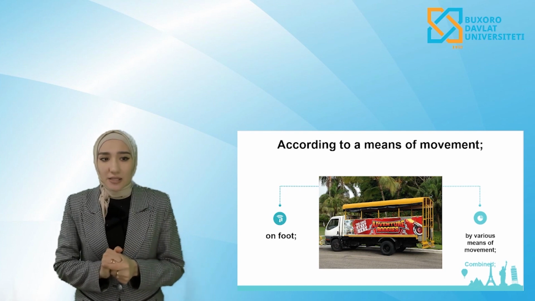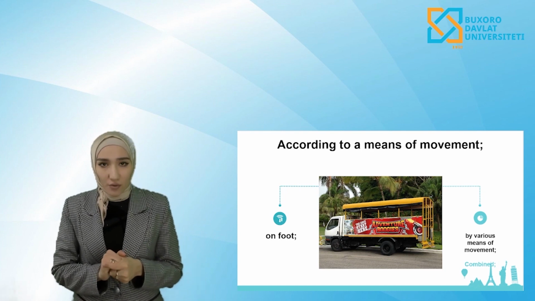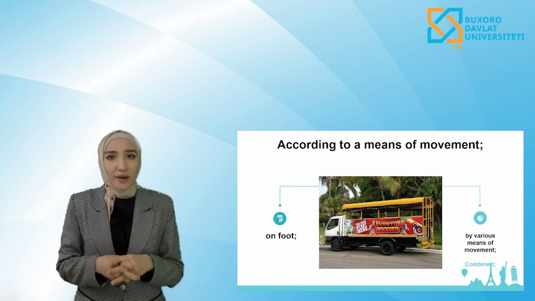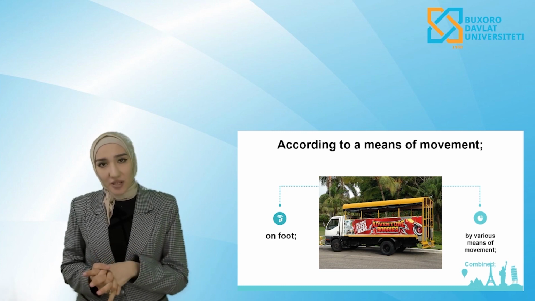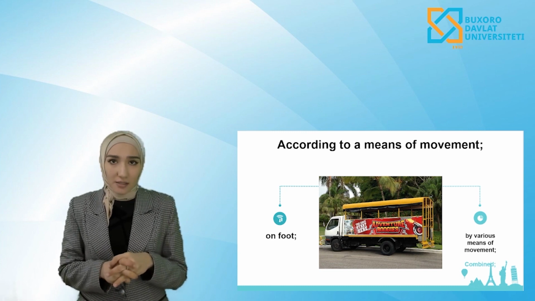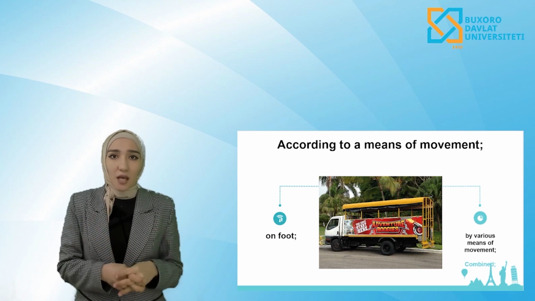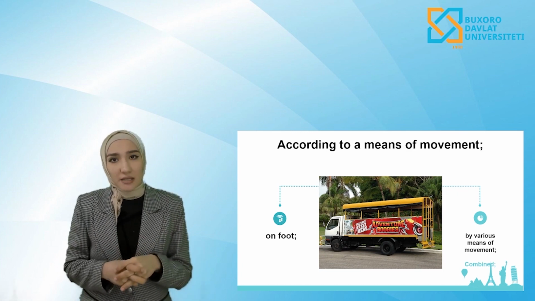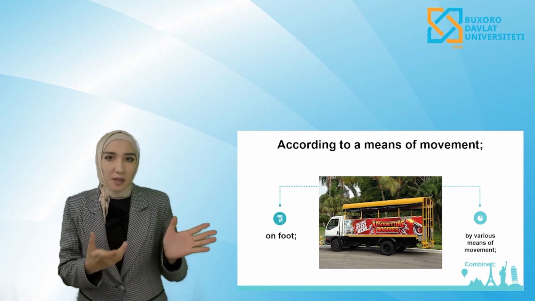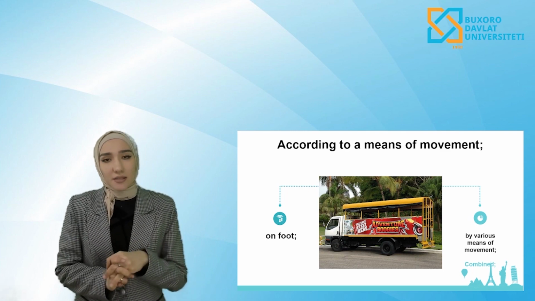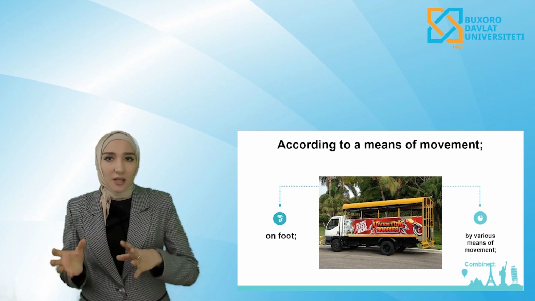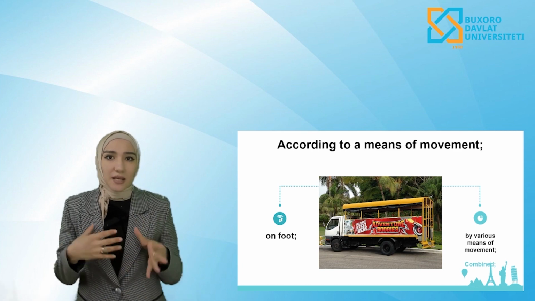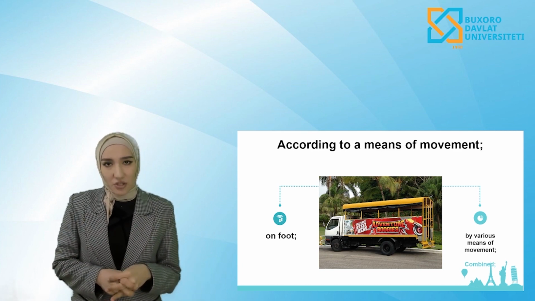And the next one is according to the means of movement. It can be on foot, by the usage of various kinds of transportation, and combined. For instance, in some places we go just on foot, in some places by bicycle, by bus, by plane, and etc. And in some places we use both of them, like on foot and various kinds of transportation.